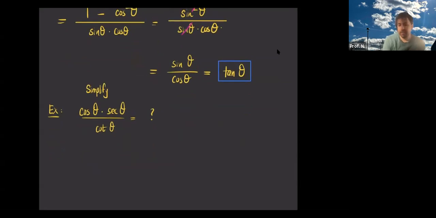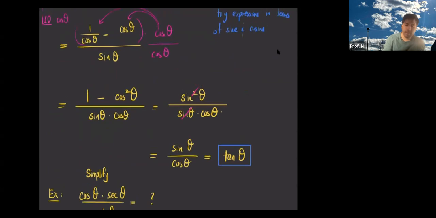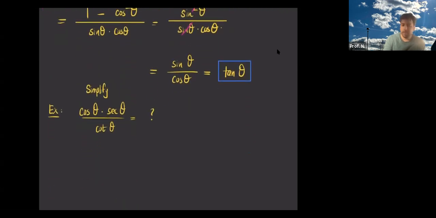So what do we have? We have cosine, which is okay, but then we have secant, then we have cotangent. So remember, a tip and advice is try to write everything in terms of sine and cosine, and things work out. Let's see if it works out here.